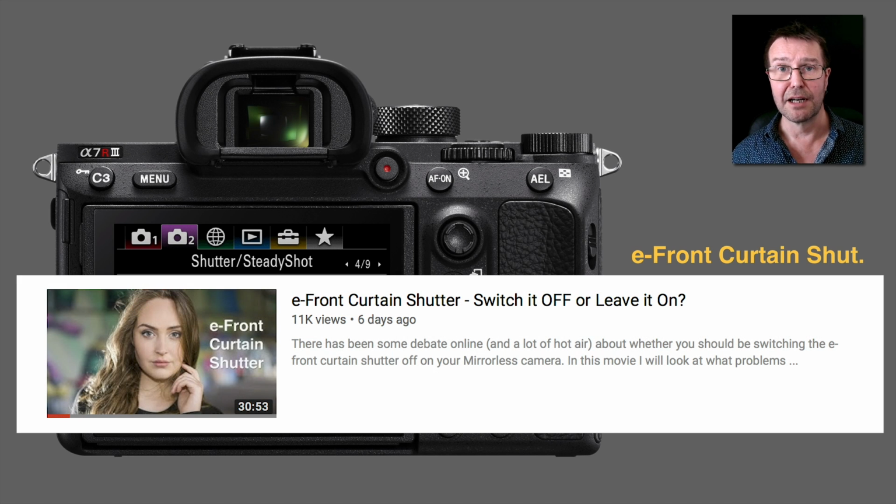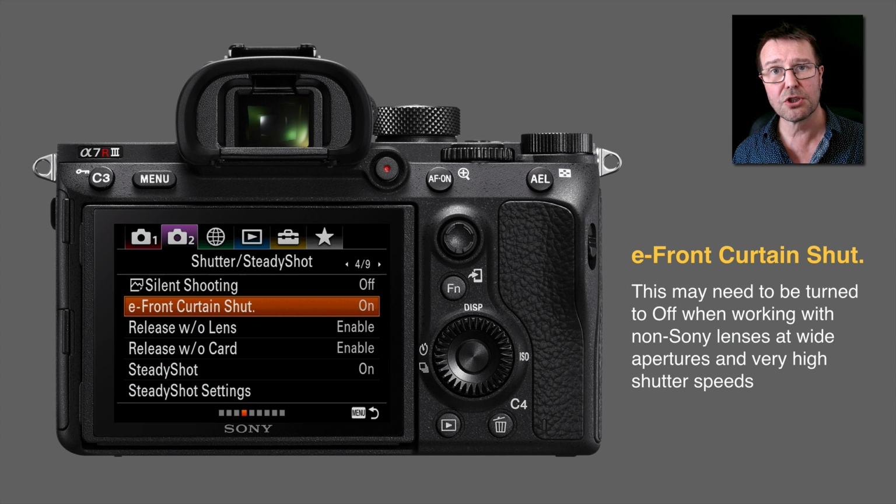In my half-hour movie, I basically say that there are instances, if you're using non-Sony lenses at wide apertures with very fast shutter speeds over 1/1000th of a second, where you can get some image artifacts or some bokeh distortion that is not what you want. But if you're shooting images and there are no artifacts or uneven spread of light or anything to worry about, E front curtain shutter is generally working with you.